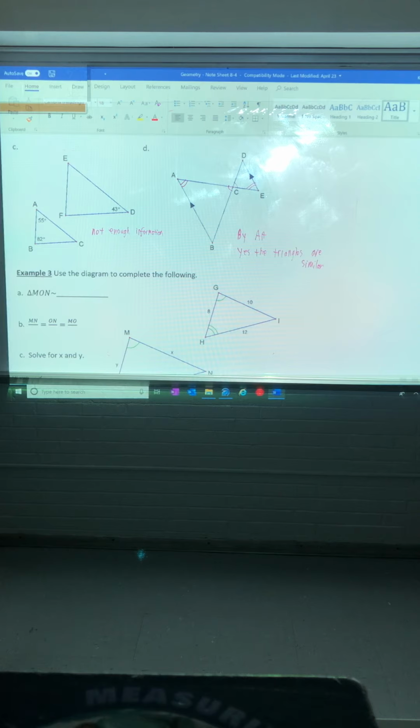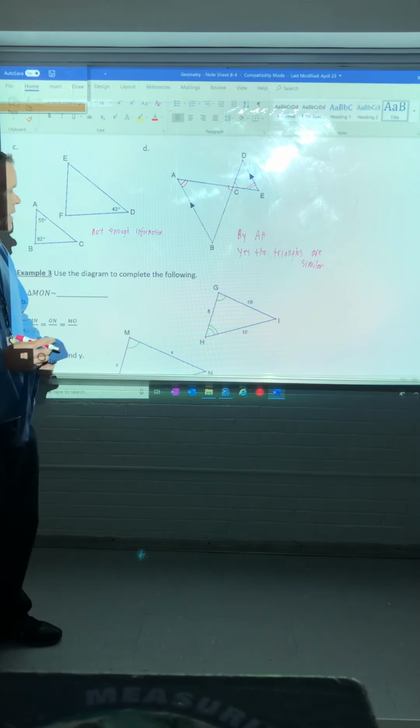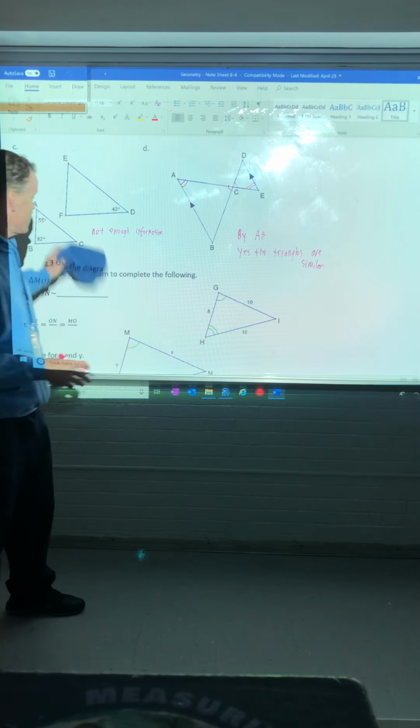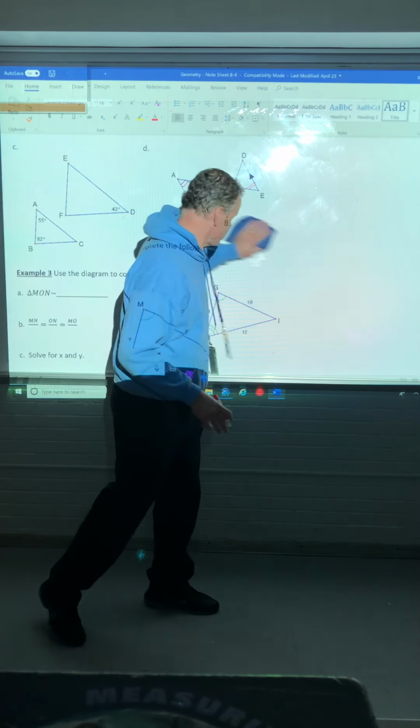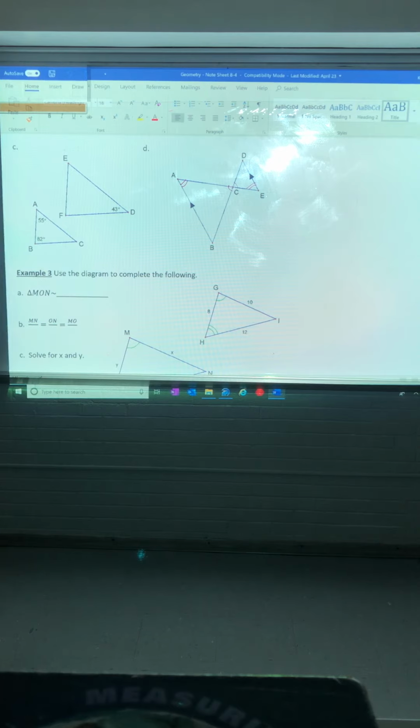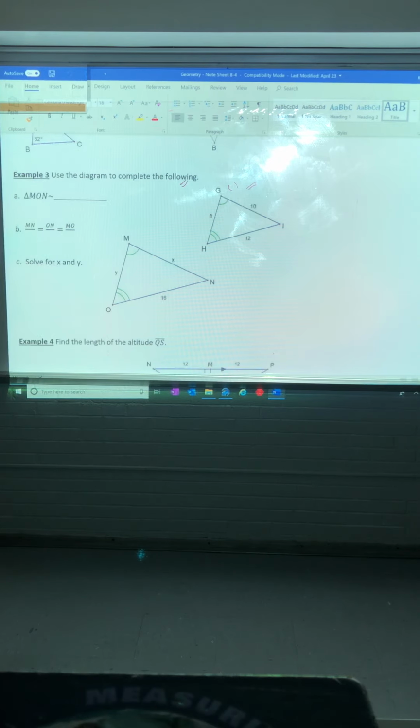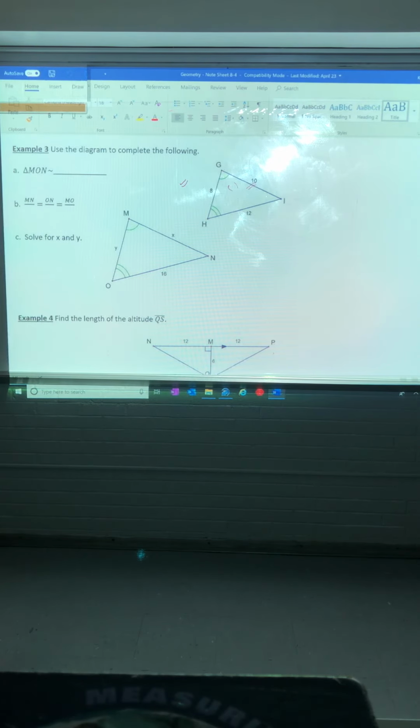Okay, so that's basically a few where you saw either they're similar or they're not similar by the angle postulate. Okay, we're going to move our way down to example number 3.